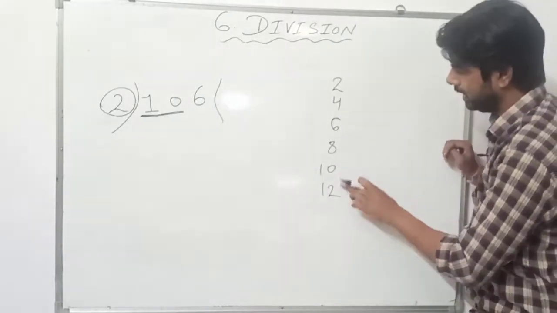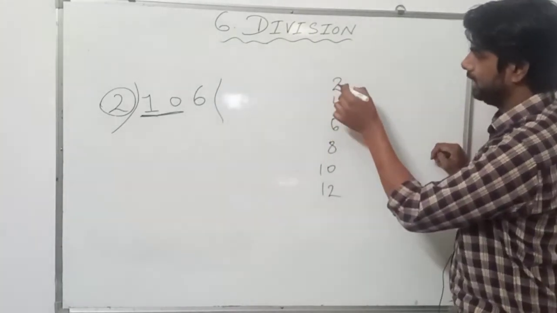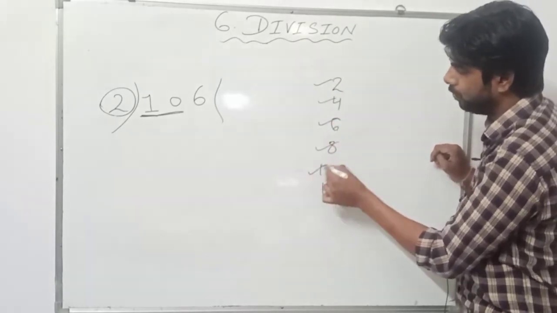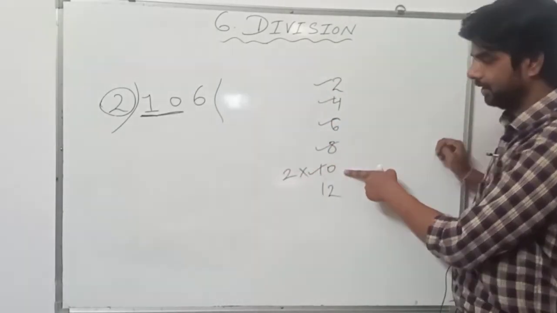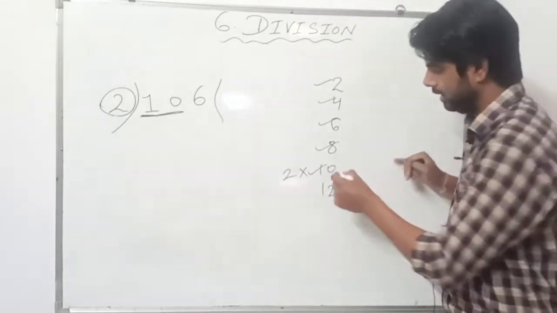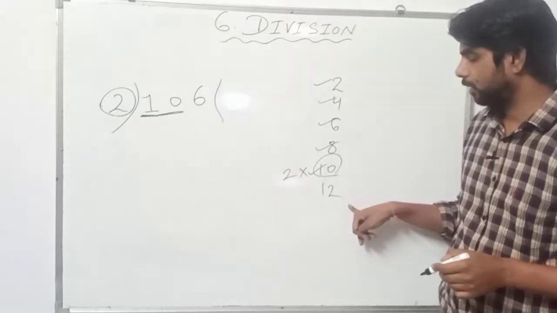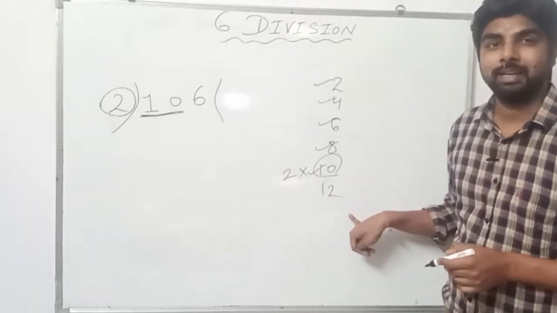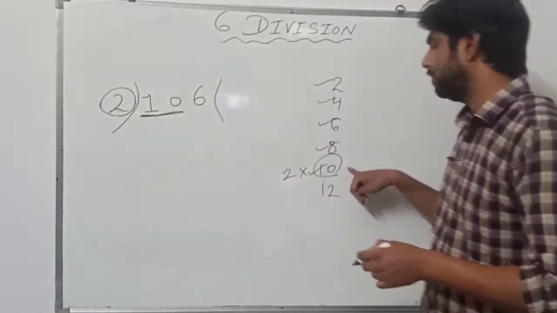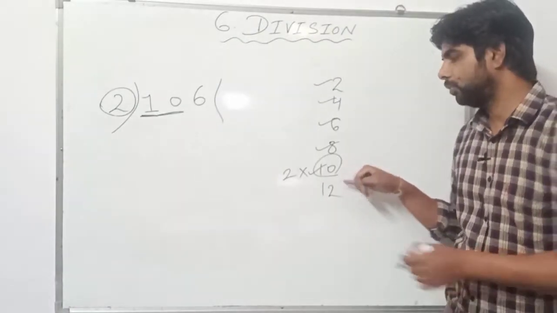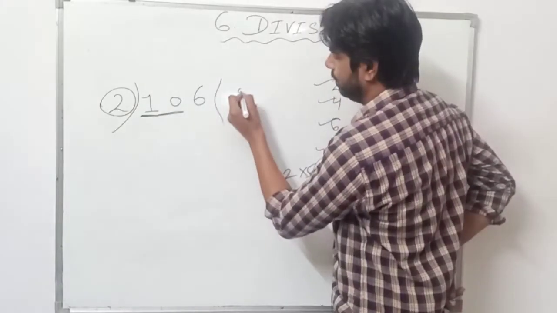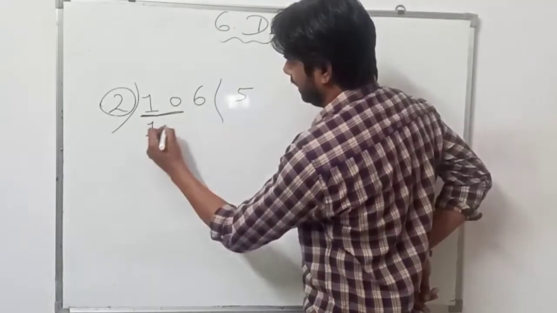So here you can see that if we read the table, 2 1s are 2, 2 2s are 4, 2 3s are 6, 2 4s are 8, and 2 5s are 10. When we read the table of 2 up to 5, we get 10. But if we read the table of 2 up to 6, what do we get? We get 12, which is greater than 10. So we will read only the table of 2 up to 5. So what will we write here? 2 multiplied by 5 is equal to 10.